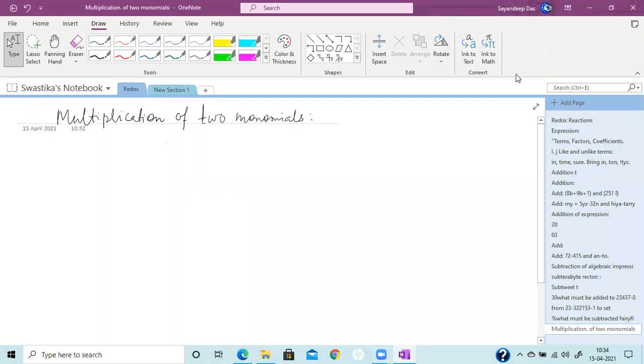Hello students, today I am going to teach you about the multiplication of two monomials. First, I will start with the monomials, and all of you know what a monomial is. For example, if we write 4x, this is a monomial because it has only one term.